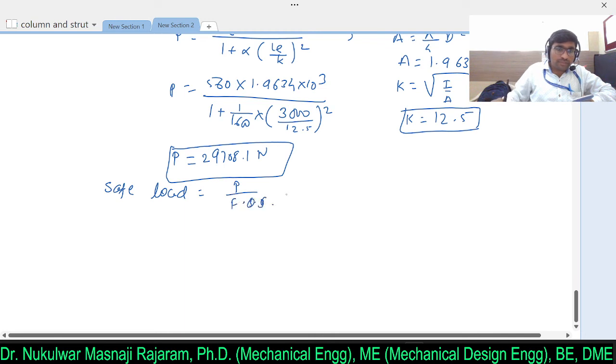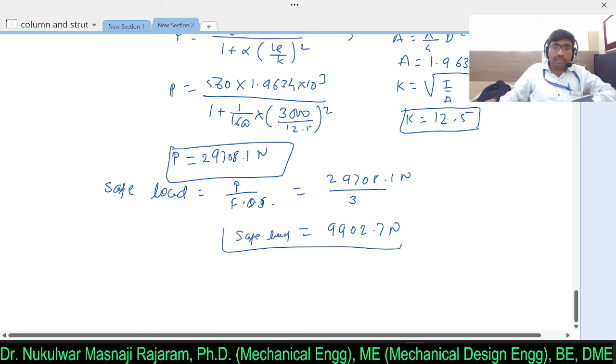That will use the factor of safety. So 29708.1 Newton divided by factor of safety, which is 3. Clear? So that will be 9902.7 Newton. So this is the safe load which we have evaluated through Rankine's formula.